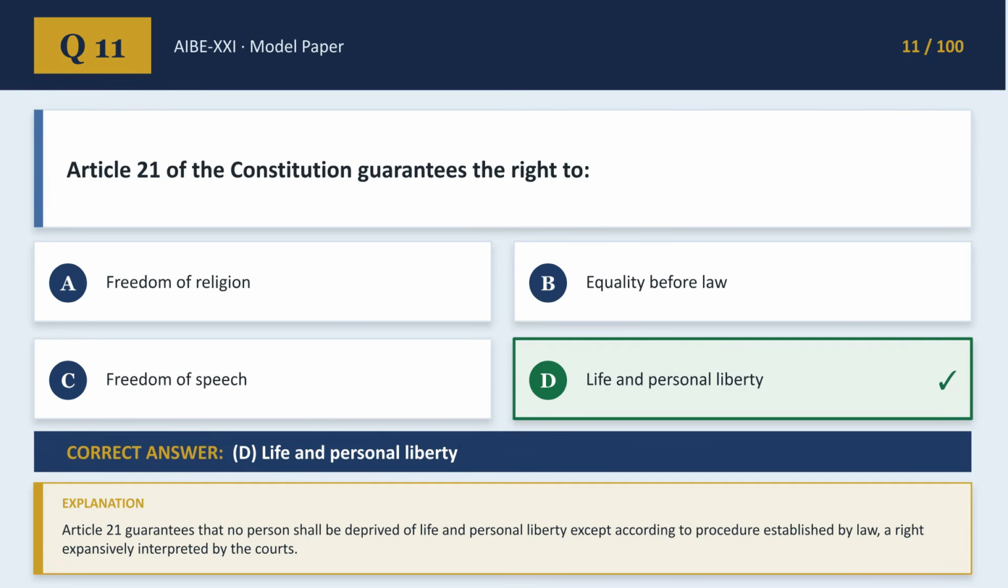Question 11 concerns the guarantee provided by Article 21 of the Constitution. The correct answer is D, life and personal liberty, a right broadly interpreted by the courts.